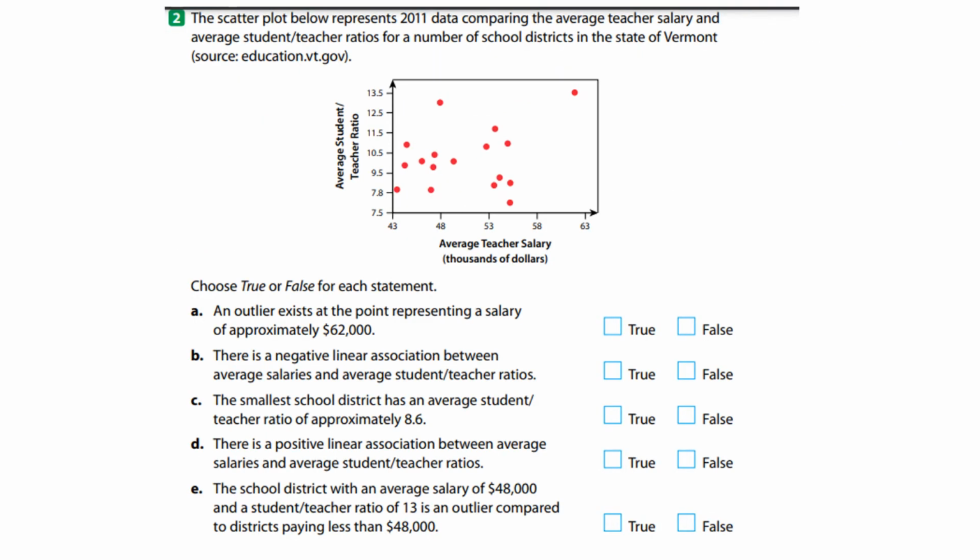For number 2, the scatter plot below represents 2011 data comparing the average teacher salary and average student to teacher ratios for a number of school districts in the state of Vermont. So we're going to use that scatter plot to answer numbers A through E.